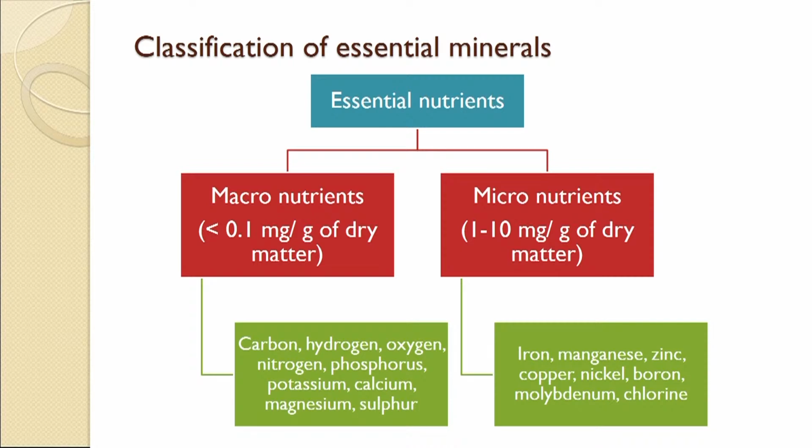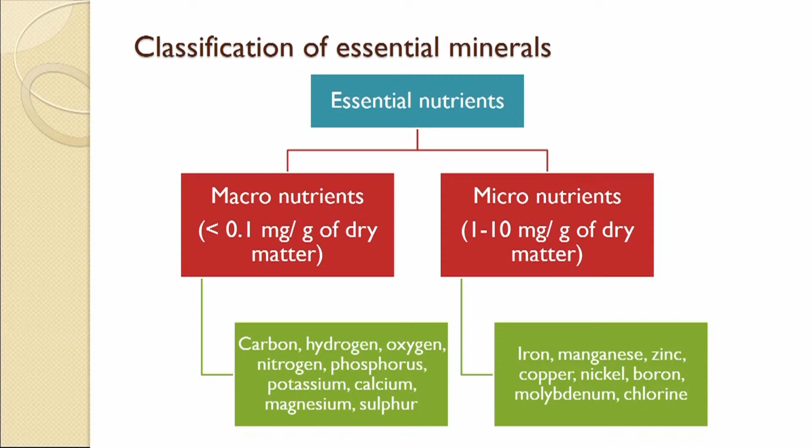Further, macronutrients can be divided into primary macronutrients and secondary macronutrients. Primary macronutrients are those nutrients whose requirement for plant growth and development is considerably higher than other macronutrients. These macronutrients are nitrogen, potassium, and phosphorus, and the secondary macronutrients are calcium, magnesium, as well as sulfur.